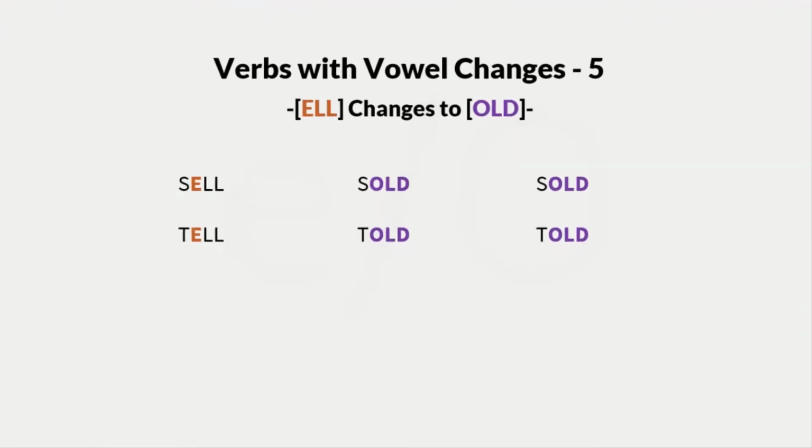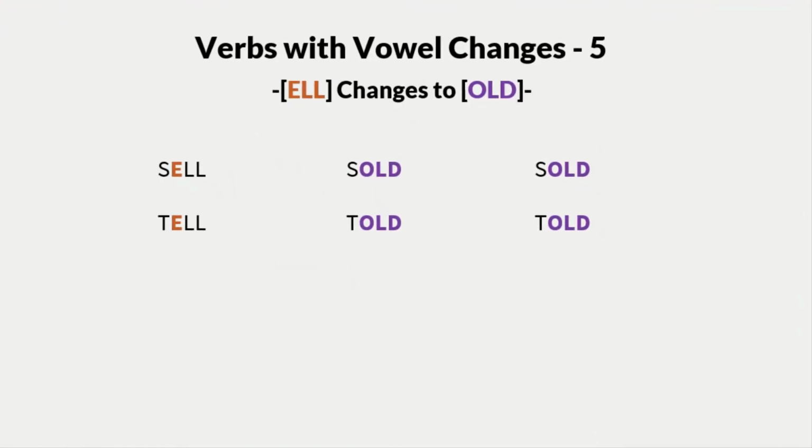And our fifth group, this is one of the shortest groups in this list. The short E changes to O. Sell, sold, have sold. Tell, told, have told.